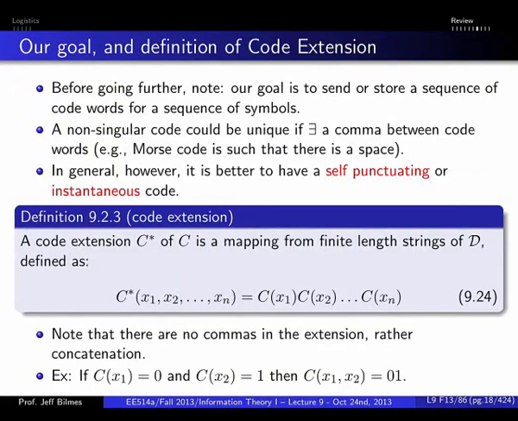The notion of a code extension is very simple. We've got a bunch of source symbols, and we want to code for the sequence of source symbols, so we just concatenate the corresponding code words. We just literally concatenate. And there's no implicit punctuation in this concatenation. They're just bunched together without any separating symbol between the code words for each source symbol.